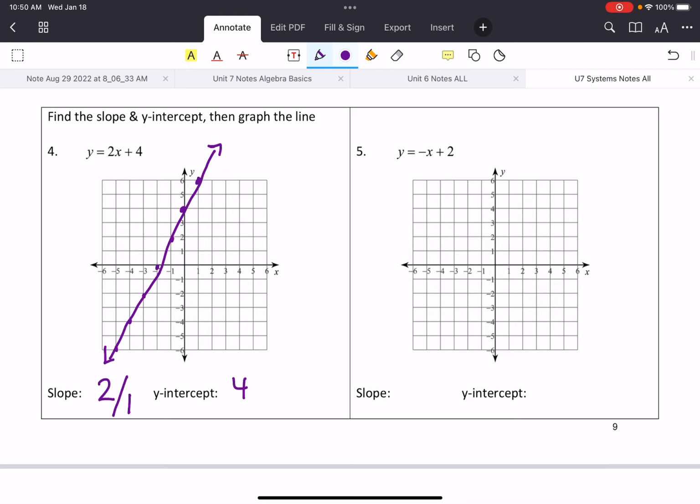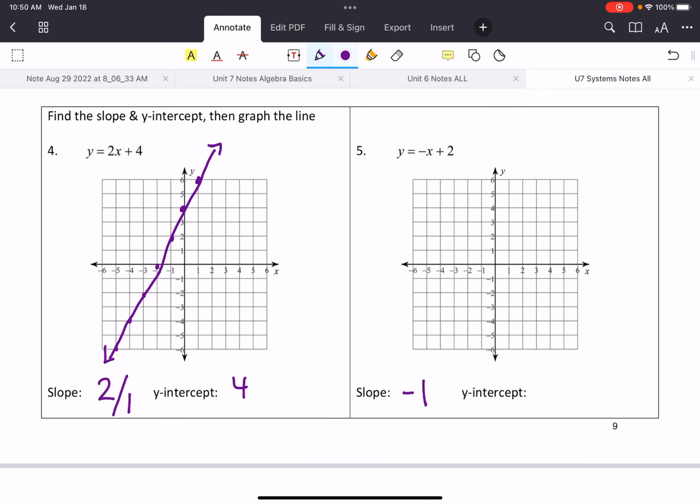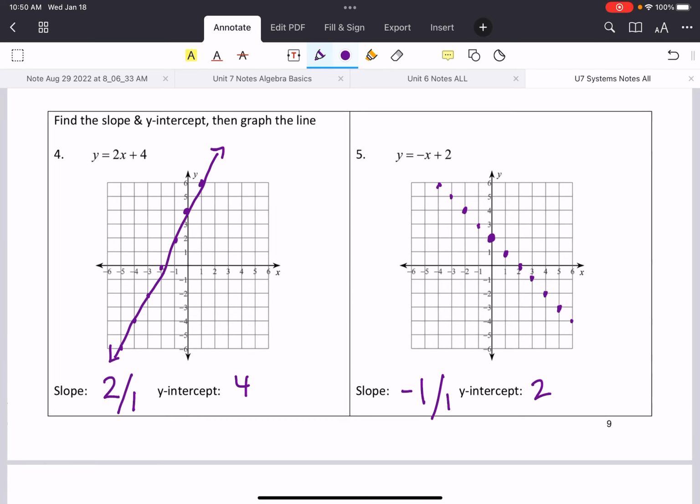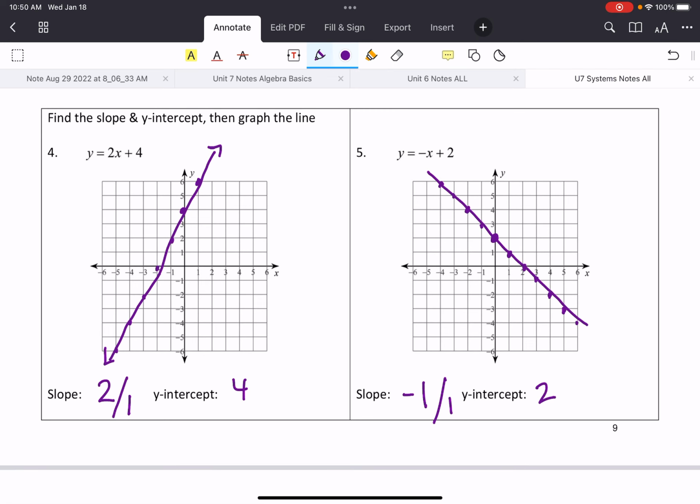In number 5, our slope is the coefficient of x still, which is -1. Our y-intercept is 2. I can make the -1 a fraction by putting it over 1. I start at my y-intercept, and this time I'm going to go down and to the right. Just remember, positive slope lines from left to right, if I put a car on it, would go up, but this one has a negative slope. So if I drew a little car, he should go down from left to right, and then I know I have done the slope correctly.